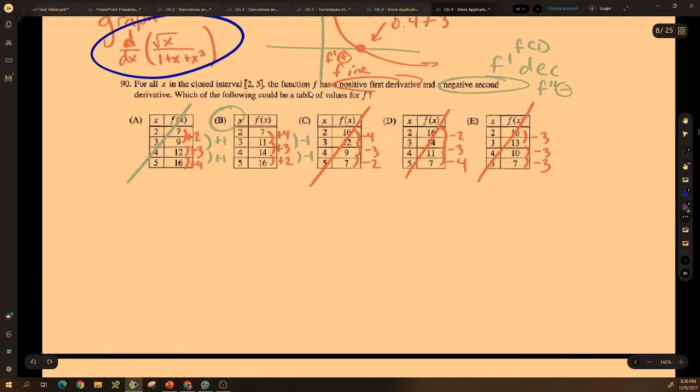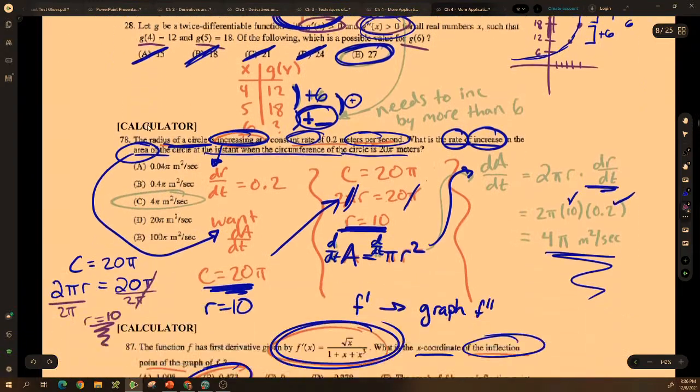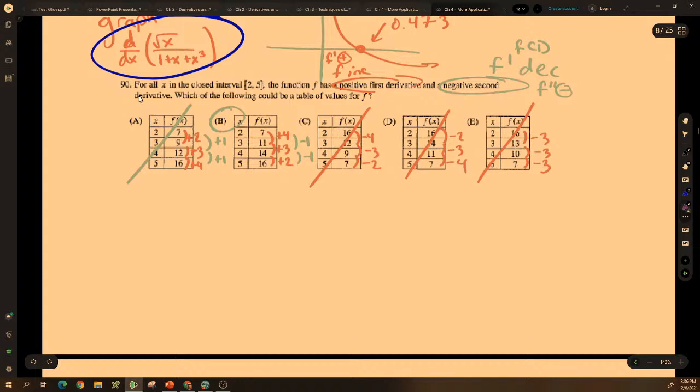Okay. 90 is similar to this question 28. They're kind of similar. So we have, for all x in this interval from 2 to 5, a positive first derivative and a negative second derivative. I think we've also had a couple of these on tests before. So when we have a positive first derivative, we know that f prime is positive and f is increasing, right? We know that f is increasing. And then we have a negative second derivative.